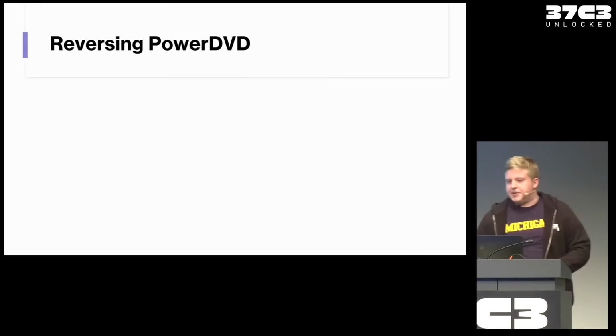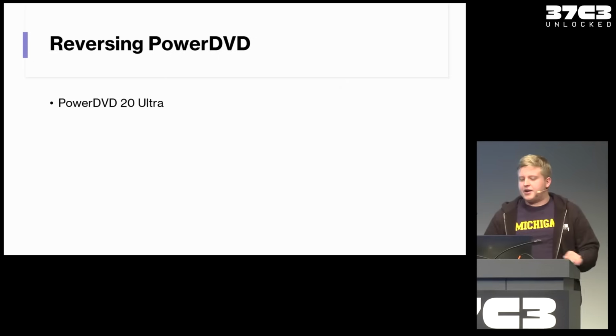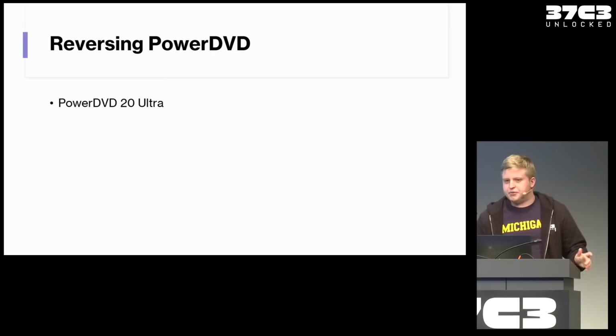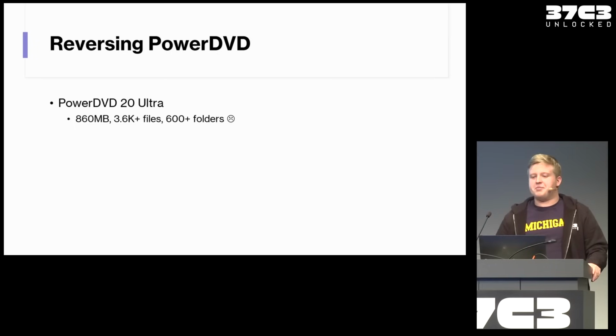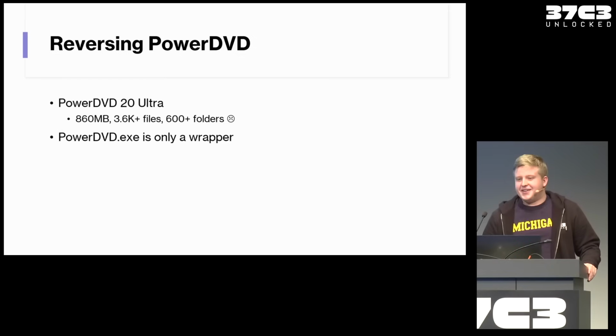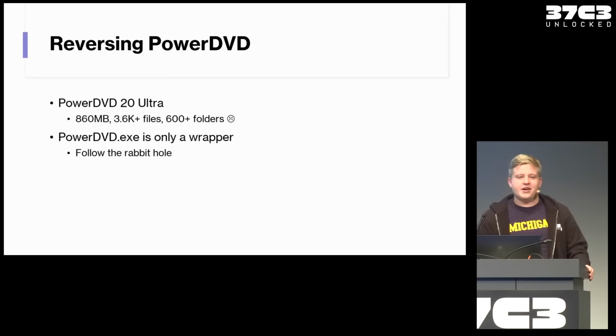So let's take a look at PowerDVD. We got a copy of PowerDVD 20 Ultra, which was the newest at the time. And installing it and opening it up, we see there's almost 900 megabytes, thousands of files, hundreds of folders. It's just a mess. And the actual application is just a wrapper, so we have to follow the rabbit hole down on the flow from trying to launch the application to actually playing a movie.